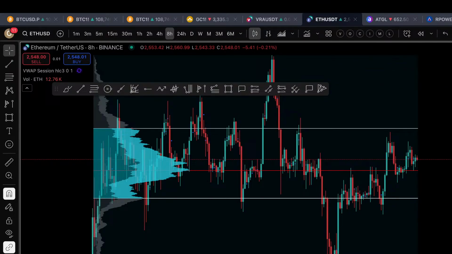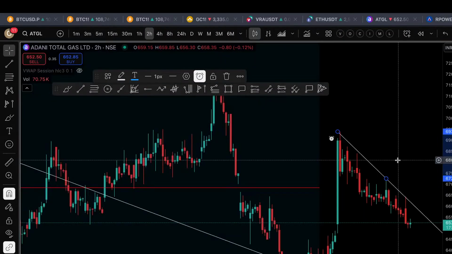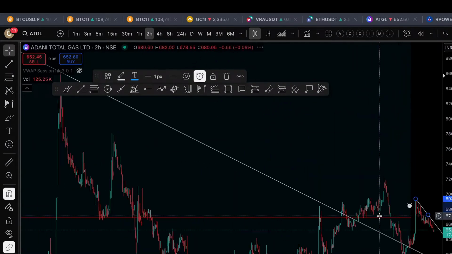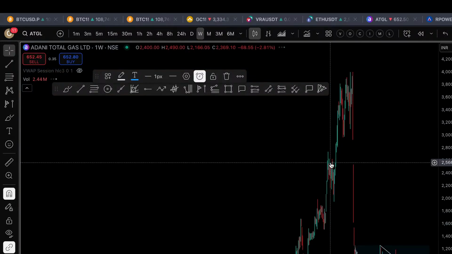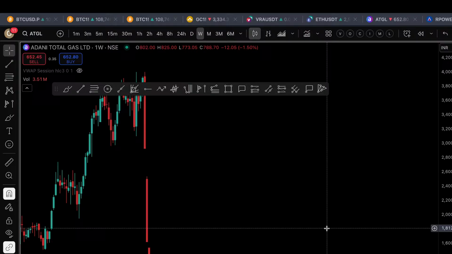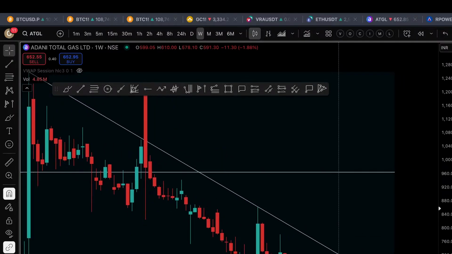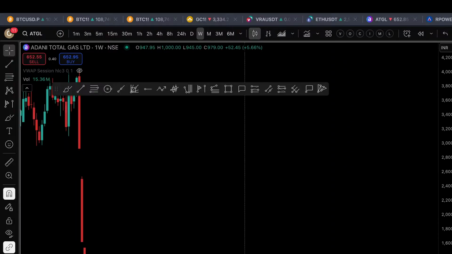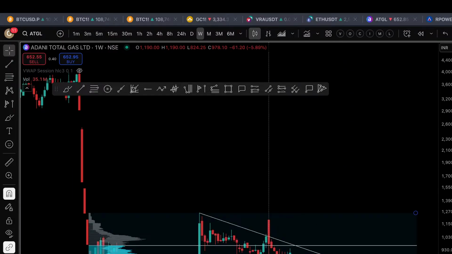Right, now we have Adani Gas. Adani Gas overall is a weird stock, is all I can say. We have a lot of volume at around 677, and we're right now below it, which is bad.